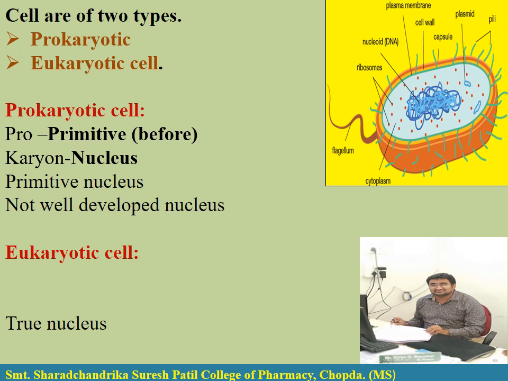Now the eukaryotic cell. That term is also derived from two different words: eu means true and karyon means nucleus. True nucleus means the genetic material is bounded by a nuclear membrane and is separated from the cytoplasm with the help of that nuclear membrane. Such a nucleus is called a true nucleus. Those organisms in which a true nucleus is present are called eukaryotes, and such a cell is known as a eukaryotic type of cell.